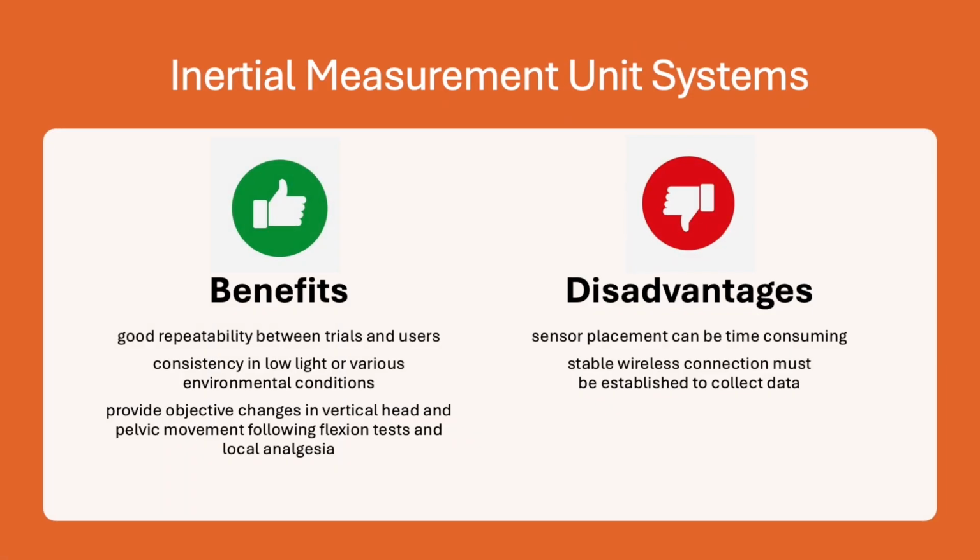The benefits of inertial measurement units are their good repeatability between trials and users, and their consistency in low light or various environmental conditions. Their ability to provide objective changes in vertical head and pelvic movement following flexion tests and local analgesia is also a major asset to the clinician. The disadvantages of the IMU systems are sensor placement can be time-consuming, and a stable wireless connection must be established to collect data.